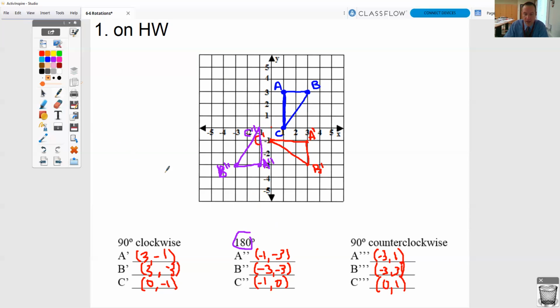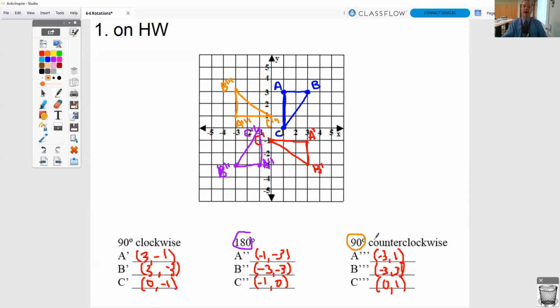And then for the other one, I'm going to do this one in orange. We're going to do 90 degrees counterclockwise, over to -3, up to +1. This is A triple prime. So make sure you put 3 little apostrophes this time. Over to -3, up to +3. This is B triple prime. And then 0, 1. 0, 1 is right there. Over to 0, up to 1. This is C triple prime. Connect the dots.